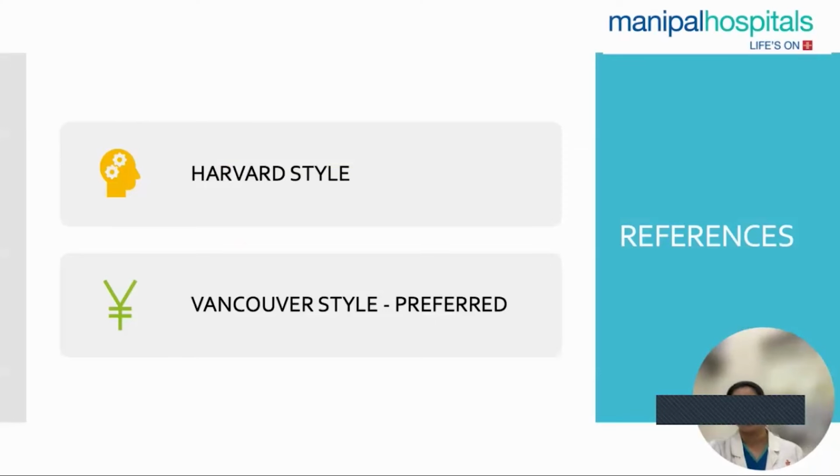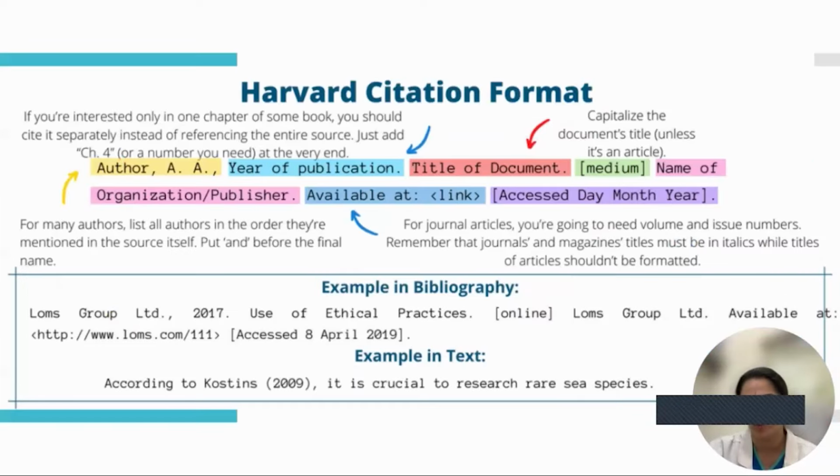And then we have to cite references. There are 2 ways of referencing, either Harvard style or Vancouver style. Vancouver style is usually preferred, it's easier. This is the format for Harvard citation. The author's name is written first, author 1, author 2, author 3. What is the year of publication? What is the title of the document?